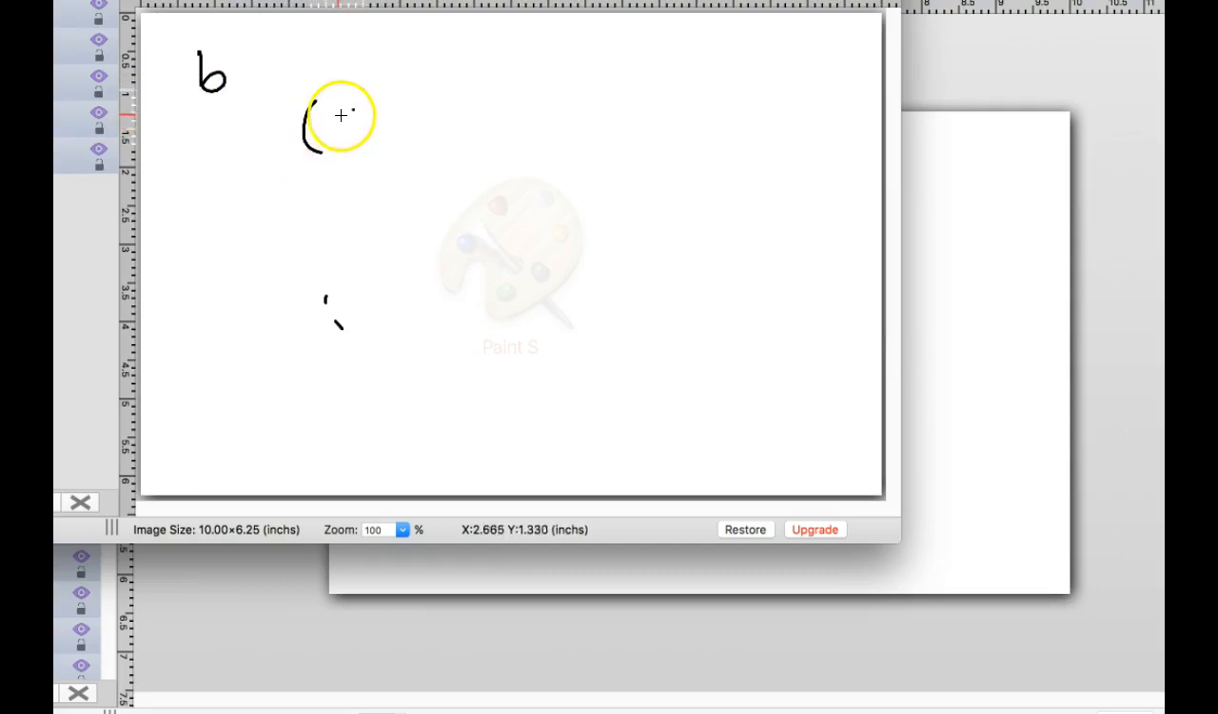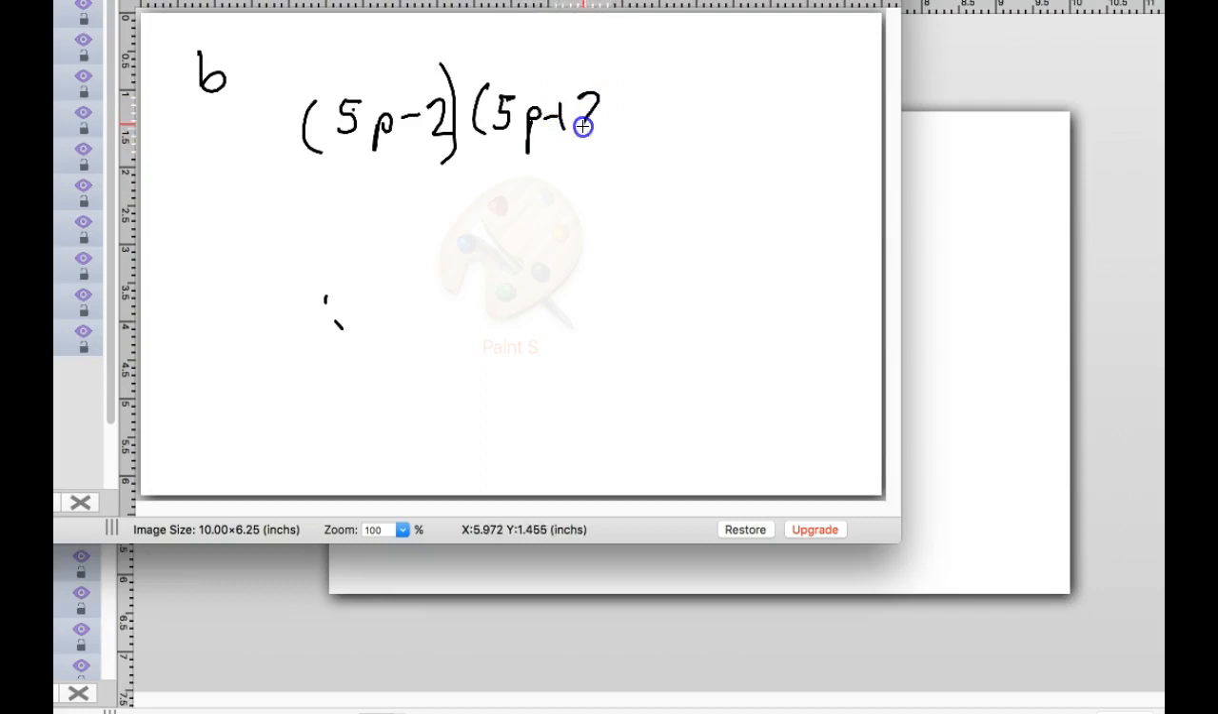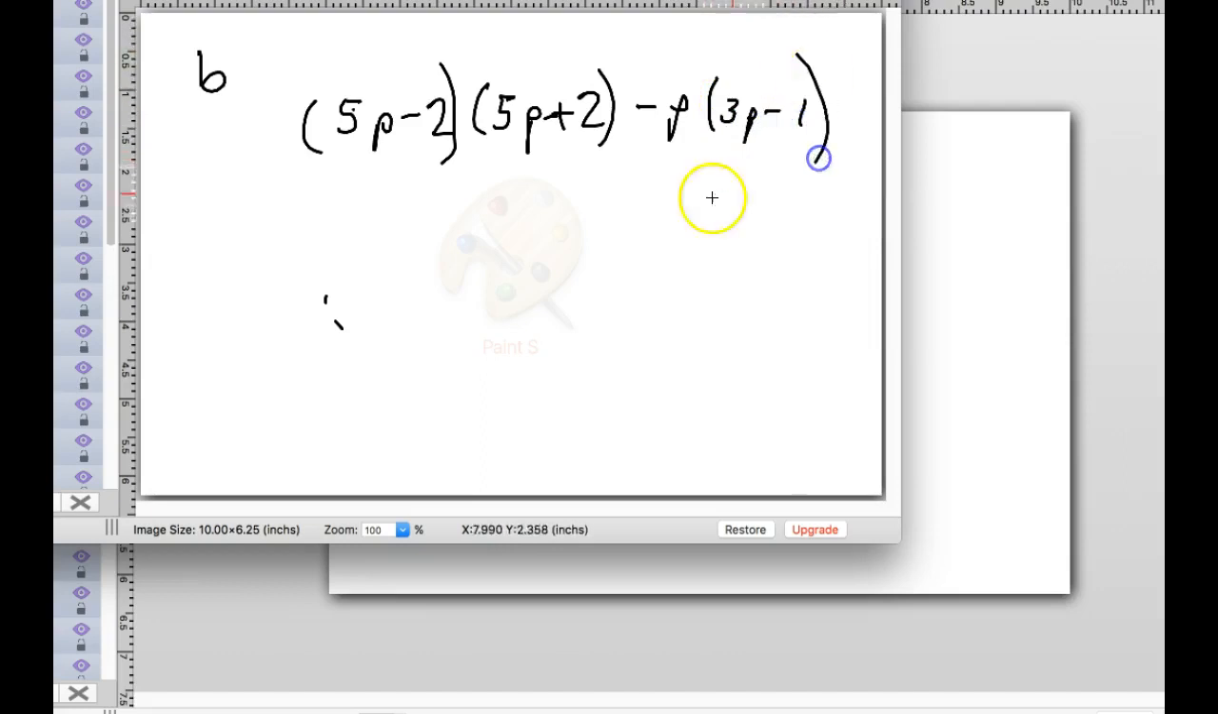So let's say I had 5P minus 2, and then 5P plus 2, minus P, and that's 3P minus 1. All right, if I have this, first I multiply these two terms, this one times this term, then I can multiply this, then I'm going to combine them all, because the parentheses will go away.